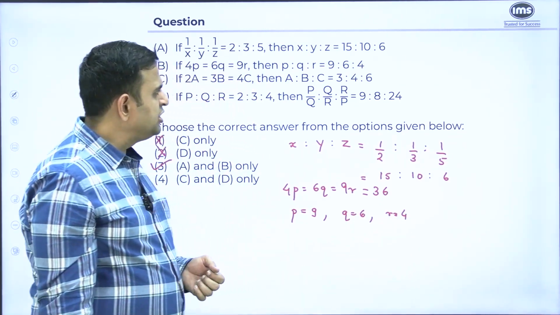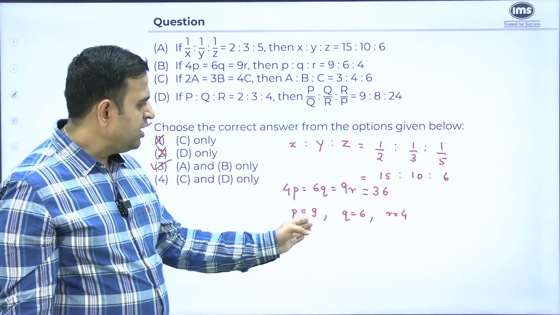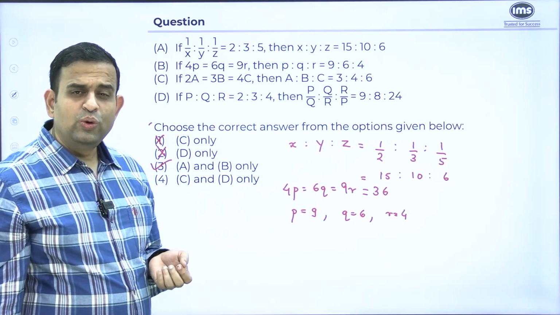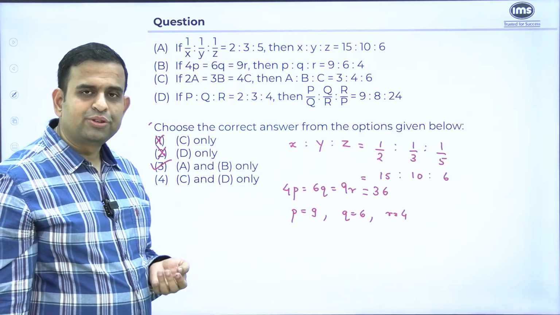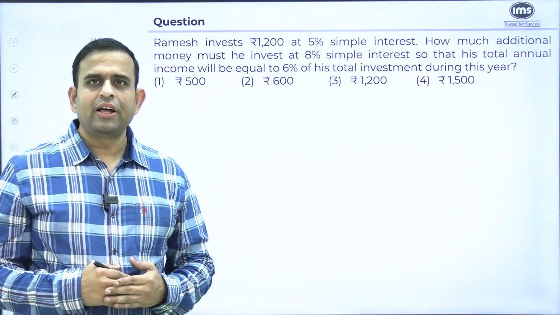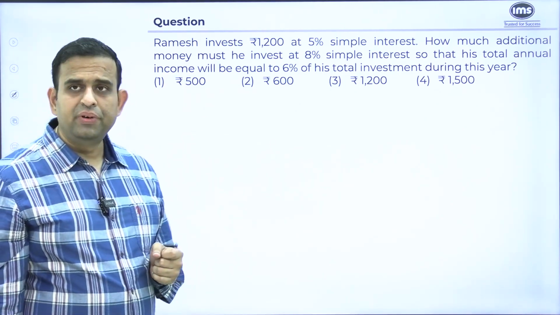So if I want the ratio, let's say, of p is to q is to r, which happens to be 9 is to 6 is to 4, so B also happens to be true. So A and B both are true. And with the given options, I should mark option number 3 as the answer over here. In the next sum, it is given that Ramesh invests rupees 1200 at 5% simple interest.